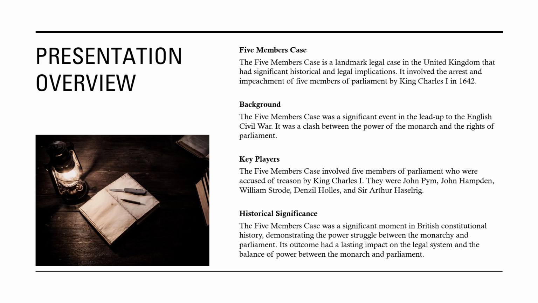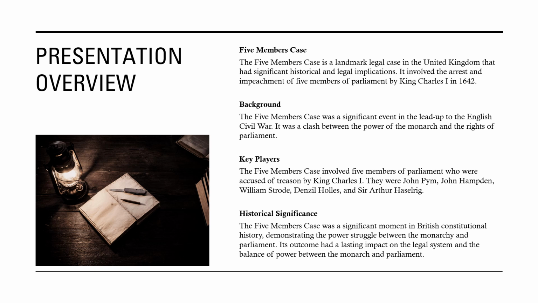The Five Members Case is a landmark legal case in the United Kingdom that had significant historical and legal implications. It involved the arrest and impeachment of five members of parliament by King Charles I in 1642. Background: the Five Members Case was a significant event in the lead-up to the British Civil War. It was a clash between the power of the monarch and the rights of Parliament.